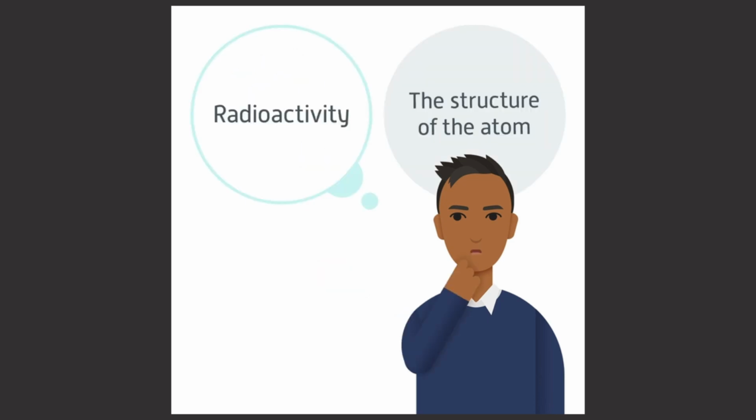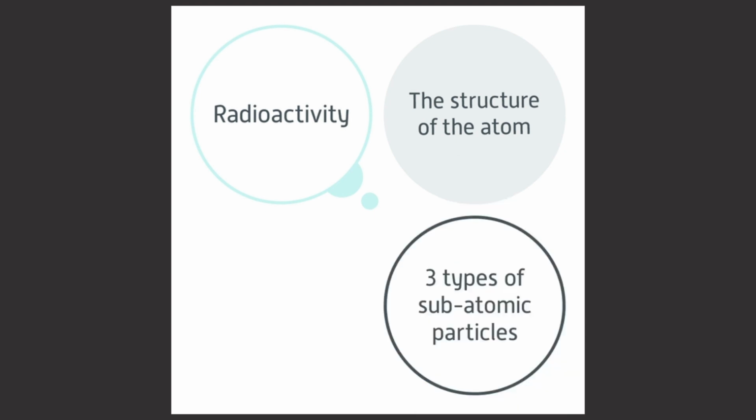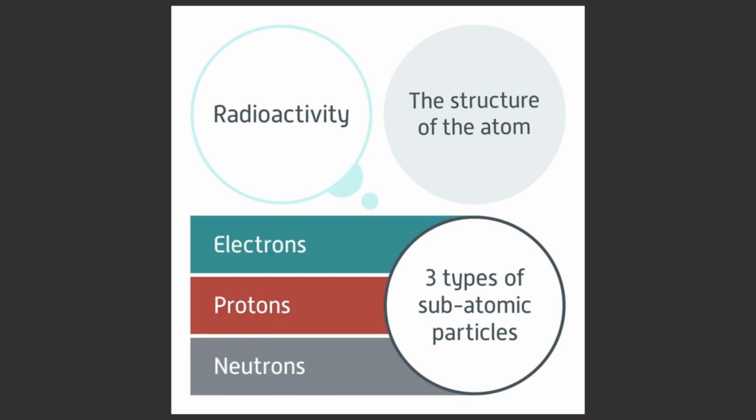In this pod, we'll look at how you determine the half-life of a model radioactive source. When thinking about radioactivity, we first need to think about and understand the structure of the atom. Atoms contain three types of subatomic particles. These are electrons, protons, and neutrons.